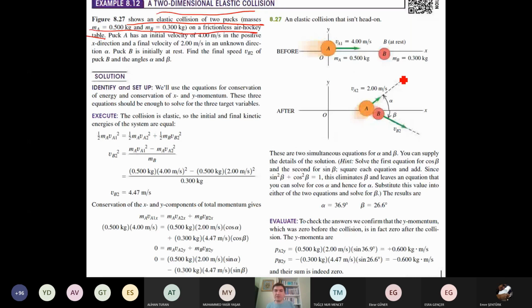Okay, here we have a table and we have two pucks. B is at rest at the beginning, and A has a certain velocity. Okay, this is the position of A, this is the position of B. And after the collision, A goes in this direction with this velocity, at this angle alpha, and B goes in this direction with this beta angle. And what about the velocity of B? Find the speed of the B puck after the collision and find the alpha and beta angles.